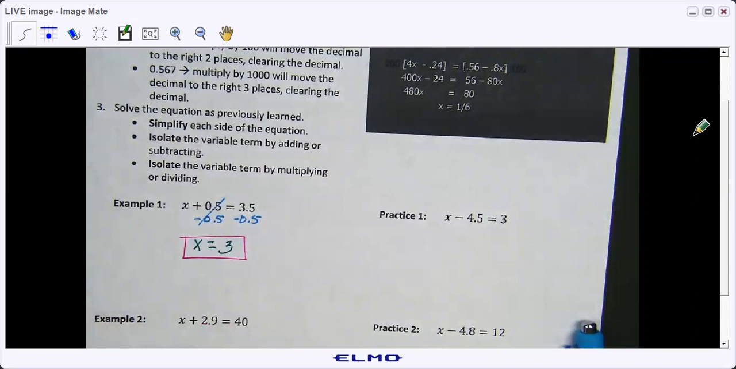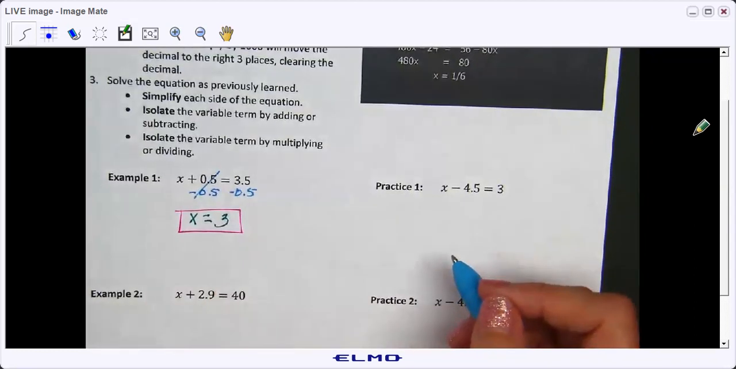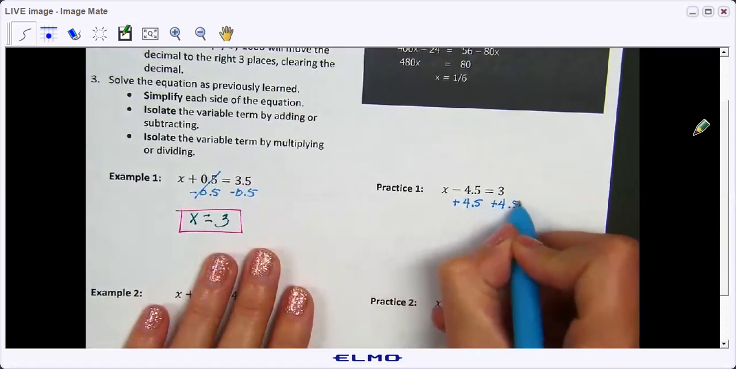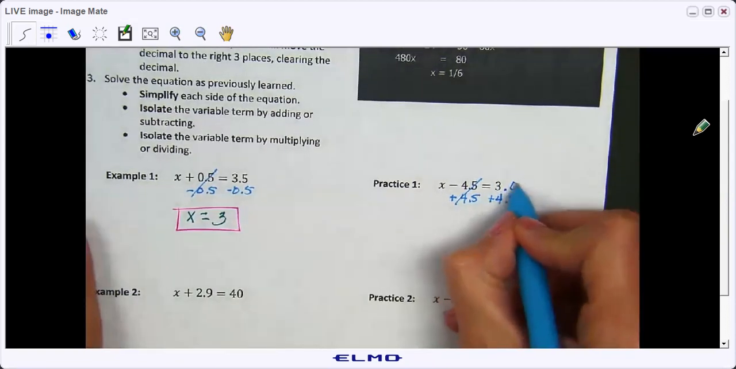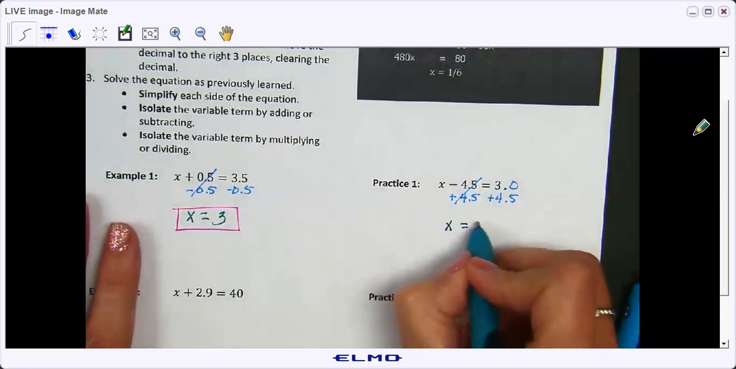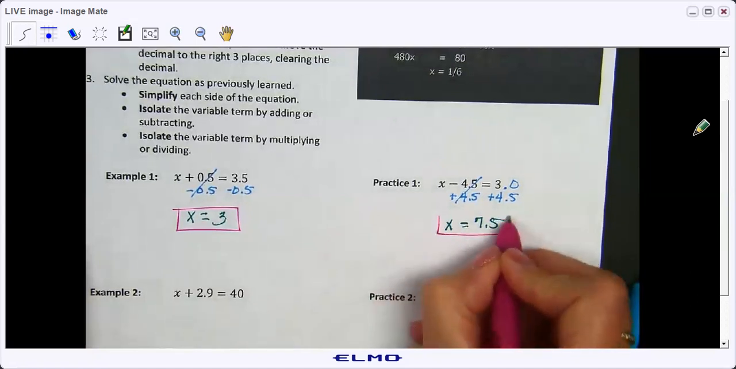Now, what happens when we get to practice one? What are we going to do to both sides? We're going to add 4.5 to both sides. The one thing you need to be careful of when solving with decimals is that you line up your decimals. Where is my decimal where the 3 is? Behind the 3. So I'm going to add a decimal and a 0. Now I can add them. So x equals 7.5. Some of you don't even need to add the decimal and the 0 to know that it's 7.5. Some of us do. So here we go.